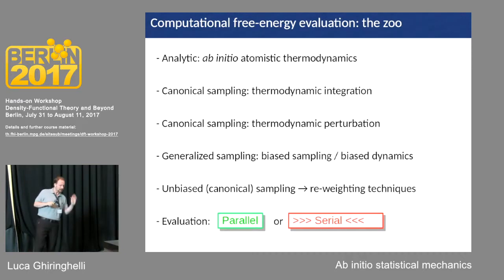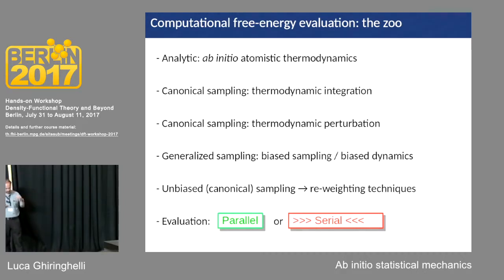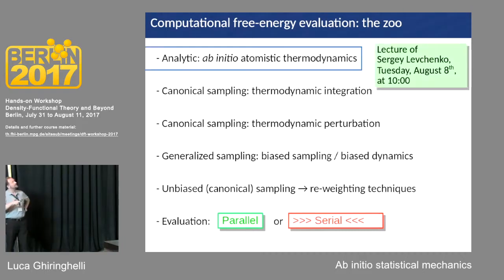This is the kind of little zoo that I will present today. Different methods spawning from the different definitions of free energy. And just to give an overview of what kind of weapons you have at your disposal when you want to look for free energy, or better, differences in free energies. So we have the analytical way of ab initio atomistic thermodynamics that actually will be the object of part of the lecture of Sergei on Tuesday, so I will not say anything today.